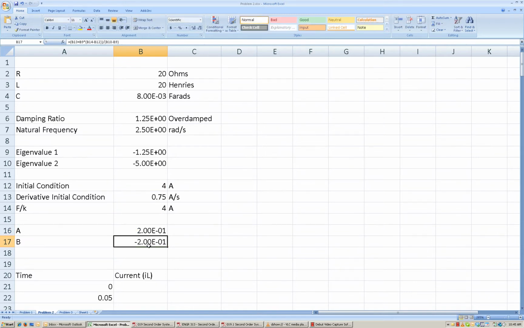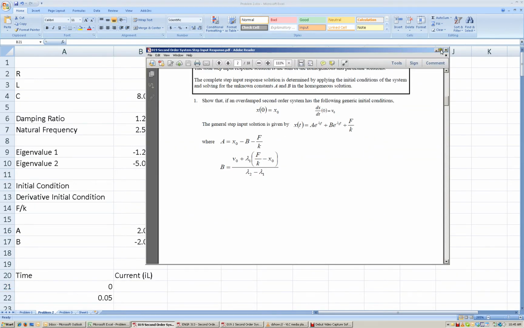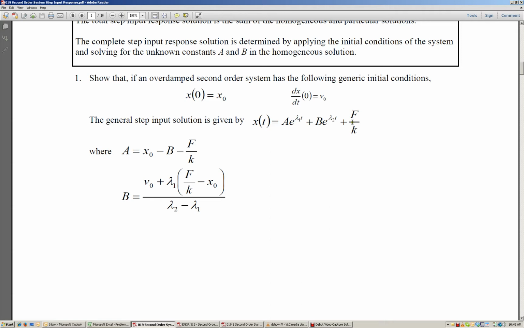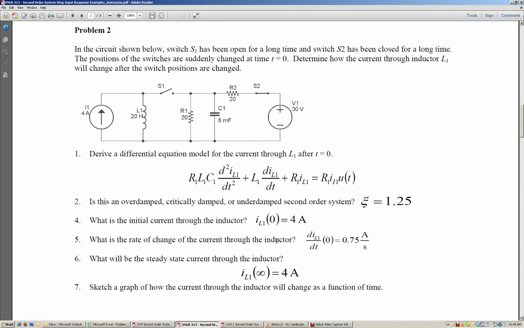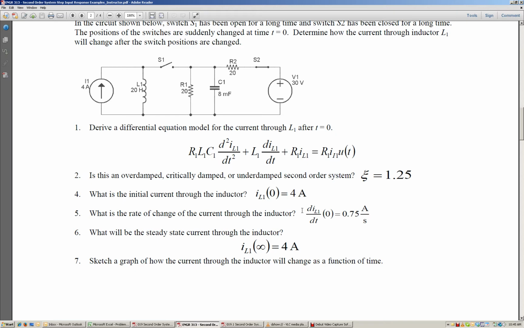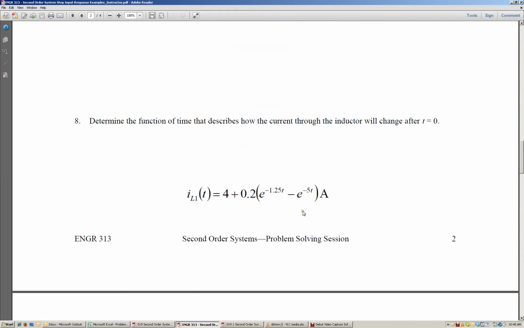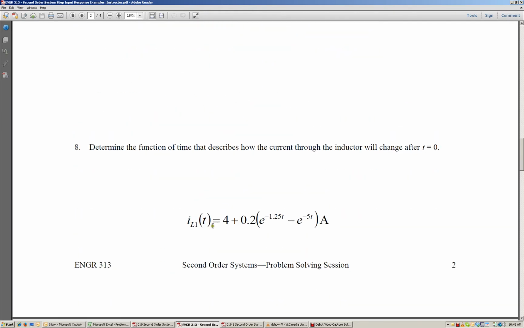Okay, so from this I see that I have two conditions. I have my two constants, A and B, which will be used in my final solution here. And I also know the value of F over K, so our final solution is going to take this form right here. I can also do some simplification on that, and if I look at the results, we have the same results that are given in the results PDF here.